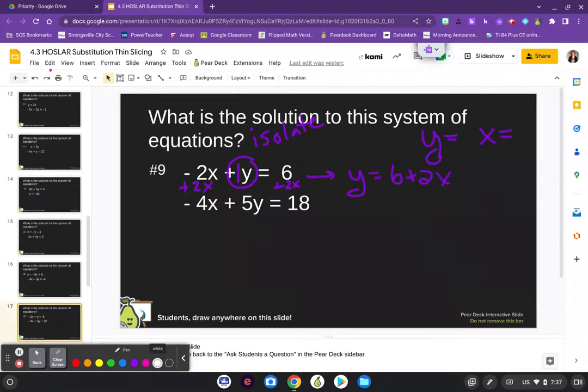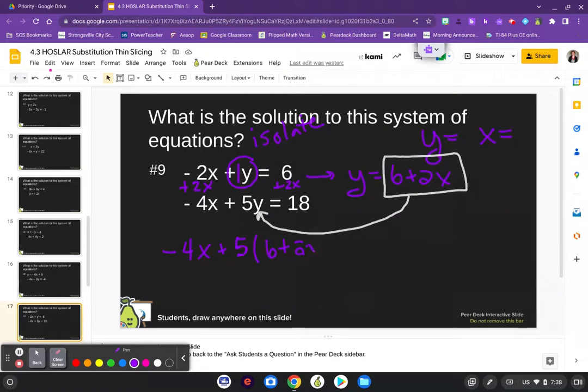And because y is now isolated, I can take this 6 plus 2x. And because that's equal to y, I can replace the y in the other equation with that expression, which is what we did in every single other problem. So now I have negative 4x plus 5, and in place of y, I'm going to write what y is equal to, 6 plus 2x, equals 18. And now I can go through and start solving, right?